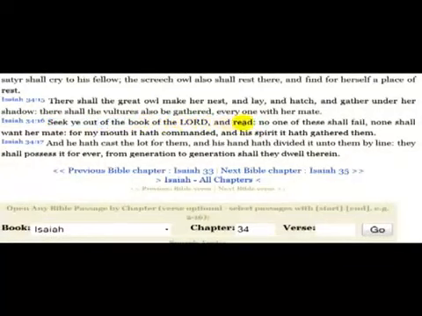Seek ye out of the book of the Lord and read. No one of these shall fail. None shall want her mate. For my mouth it hath commanded, and his spirit it hath gathered them.